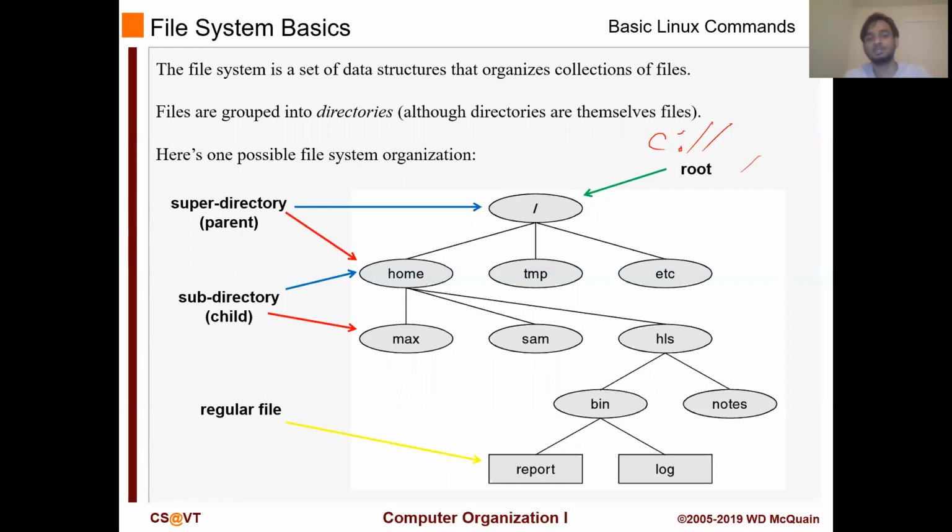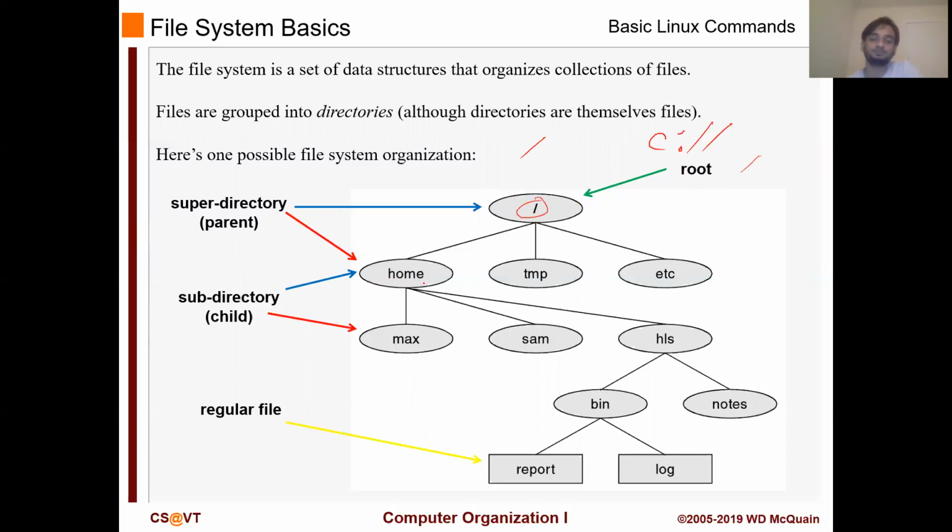So the file system is a set of data structures that organizes a collection of files. Files are grouped into directories, although directories themselves are files. Directories are like folders, okay? So here is a possible file system organization, okay? So remember, Linux system or Unix system, I'm going to refer to it as Unix system, but sometimes I might say Linux, so think of them as interchangeable, okay? So a Unix system always starts from the root, okay? And the root is this one, okay?